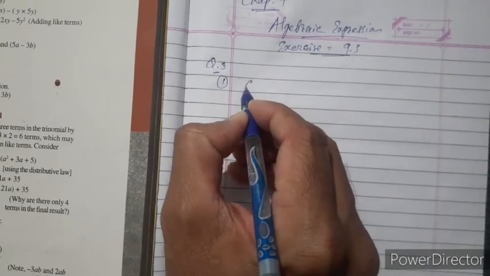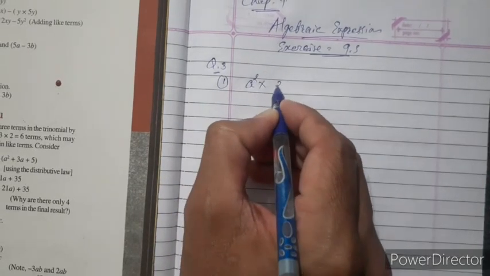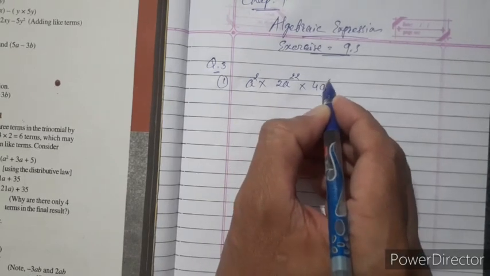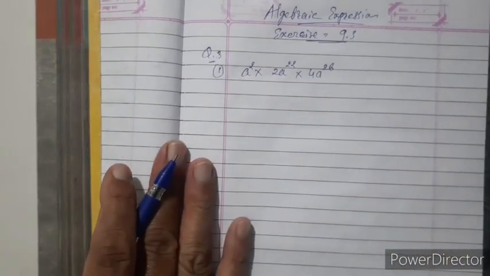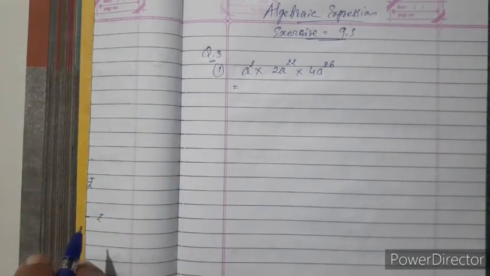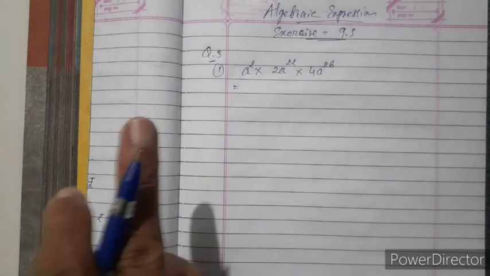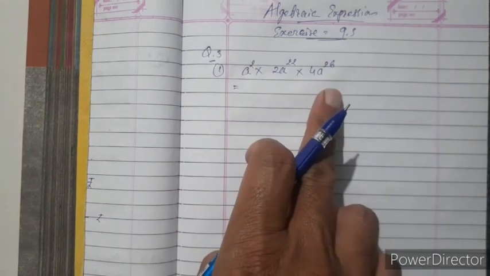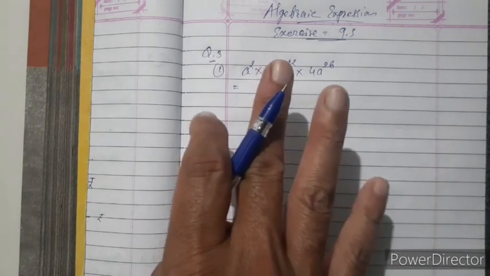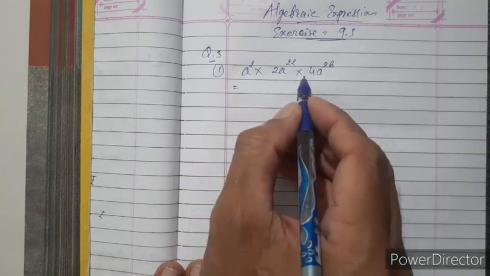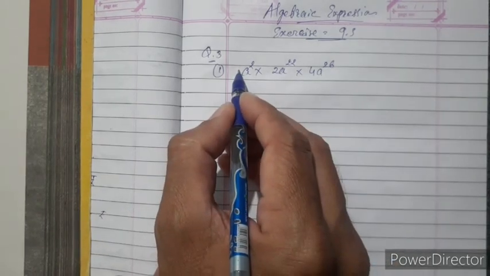First is a square into 2a raised to 22 into 4a raised to 26. Now in that what to do? Just multiply all the numerical values first, then add the powers of the same variables. If they are different, just write them down as usual. So here first we multiply numerical values. Here no number is there, means 1.